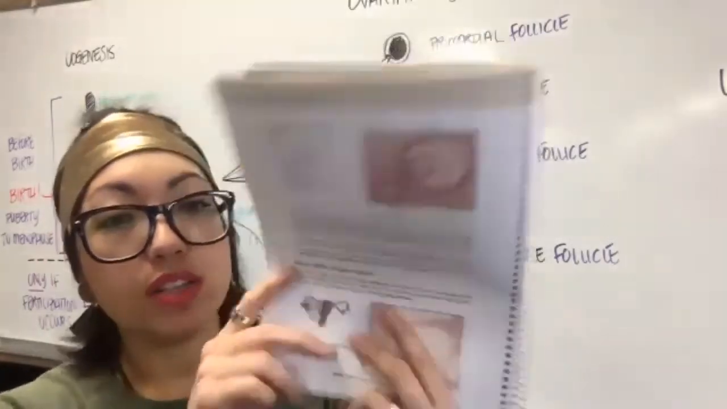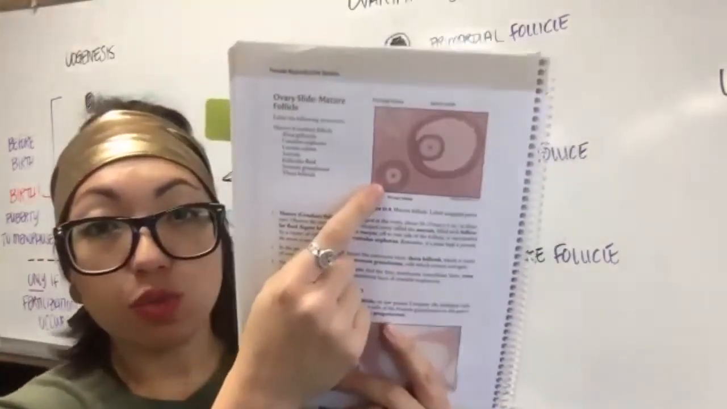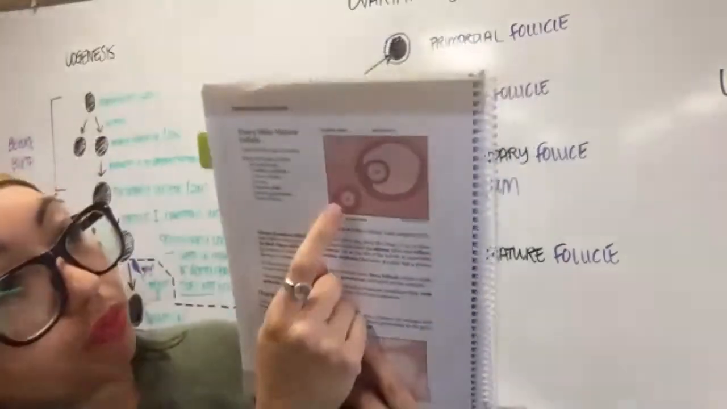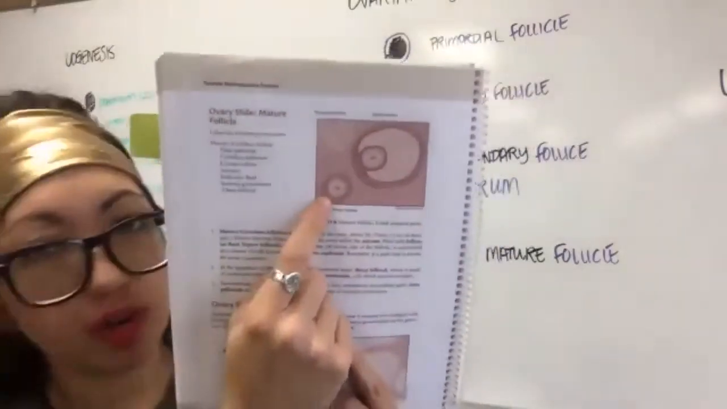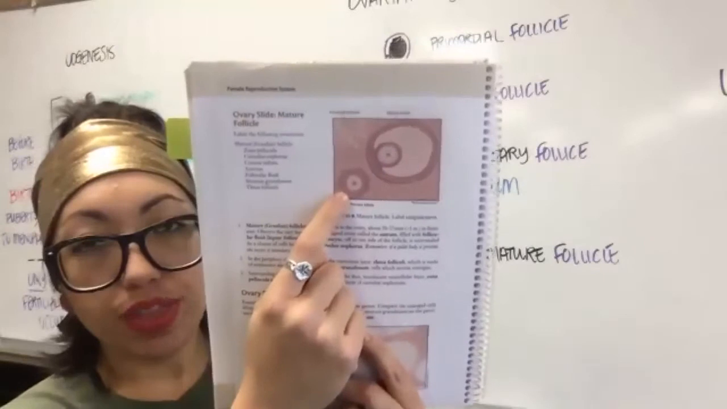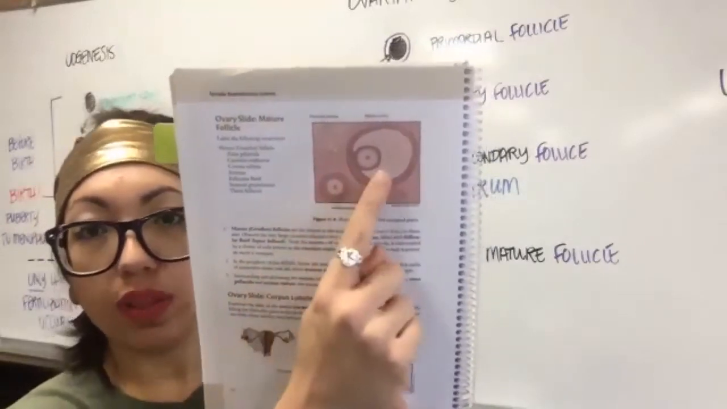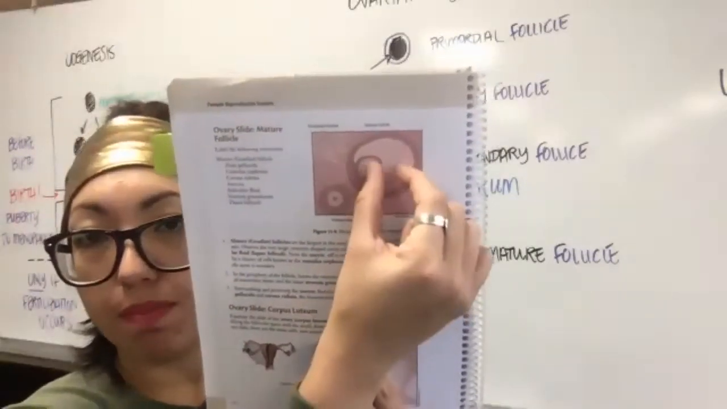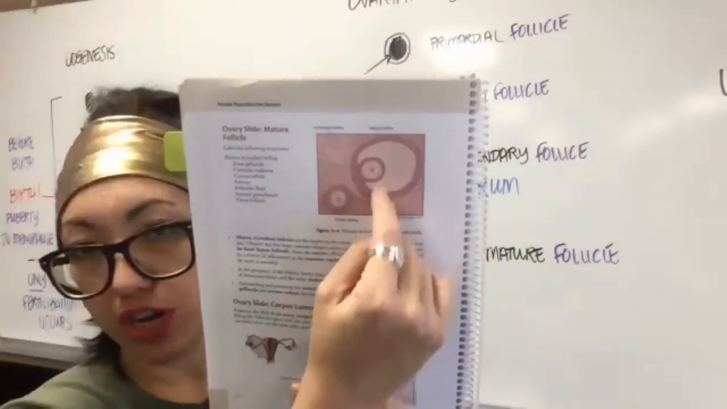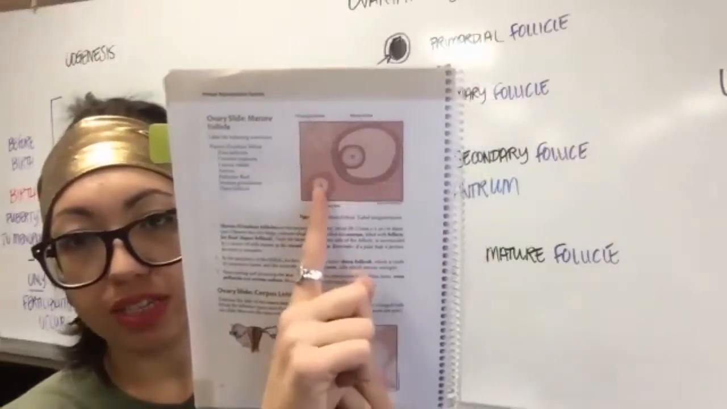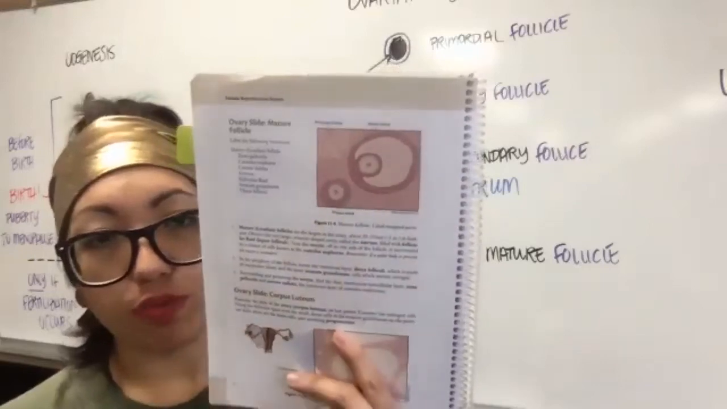Okay, Cooper, and what is the one on the bottom right corner? This one is going to be a primary. So on this one, we don't show a secondary. On this one, the secondary would look similar to this, but a much smaller crescent moon shape. Okay, so we just see a primary and a mature follicle there.